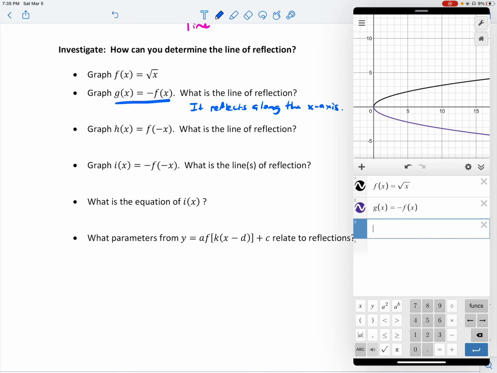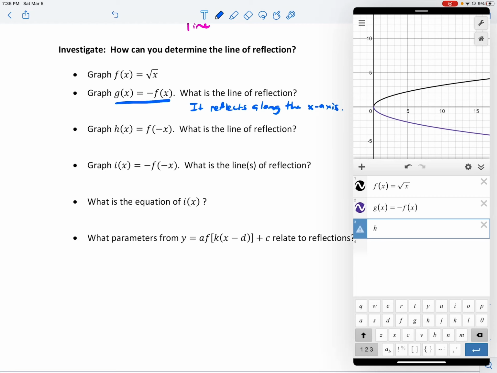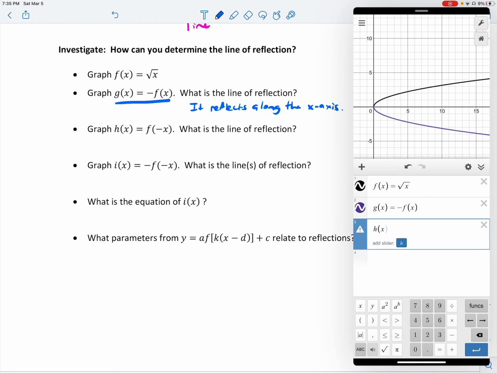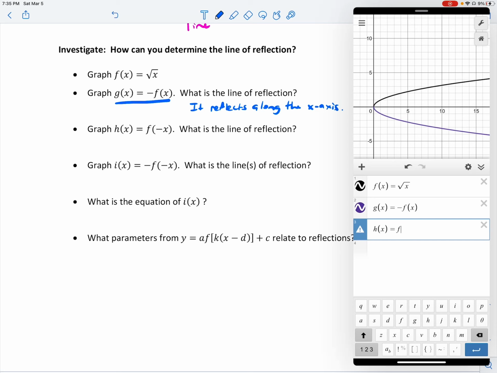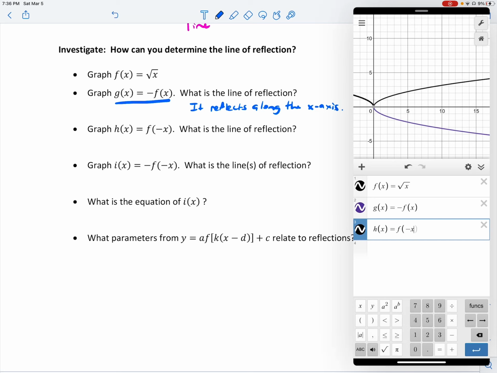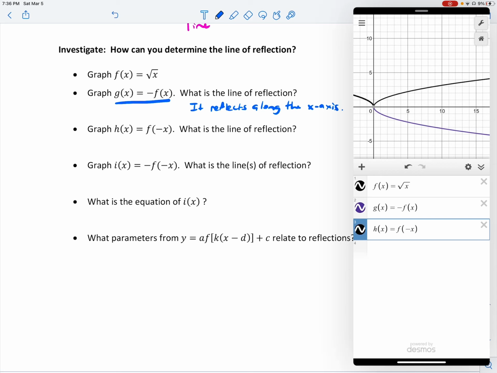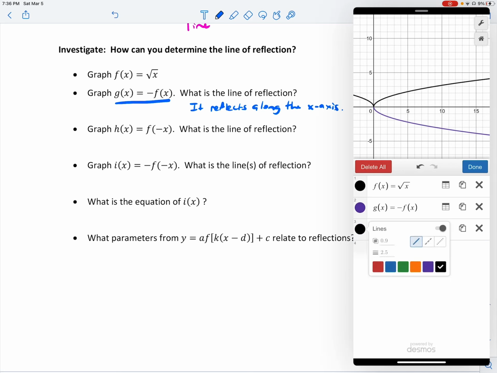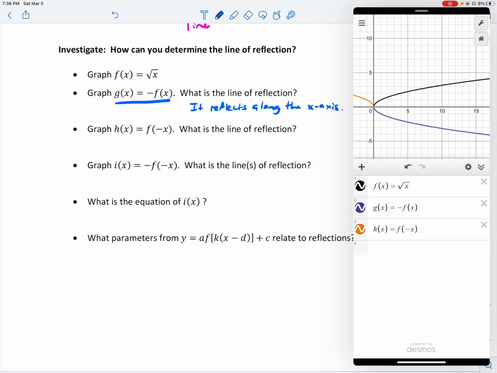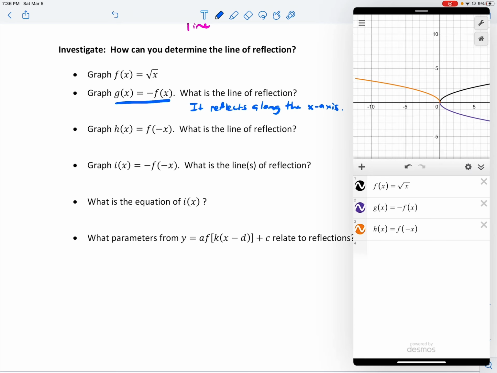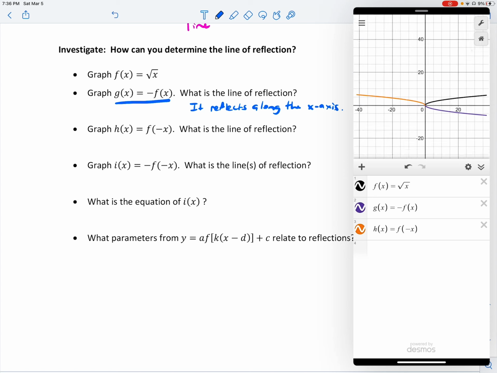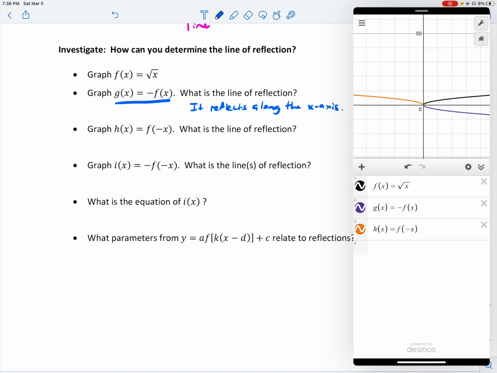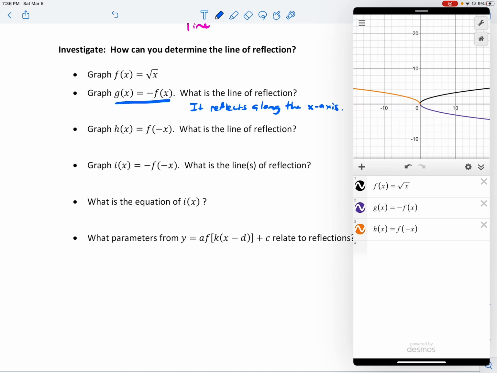We have h of x. So notice functions can have any name. We have h of x for this next one, and we're told to make it equal to f of negative x. And let's change the colors for this one here. Let's make this one orange. Okay, and we can see the graph has reflected along the y-axis.